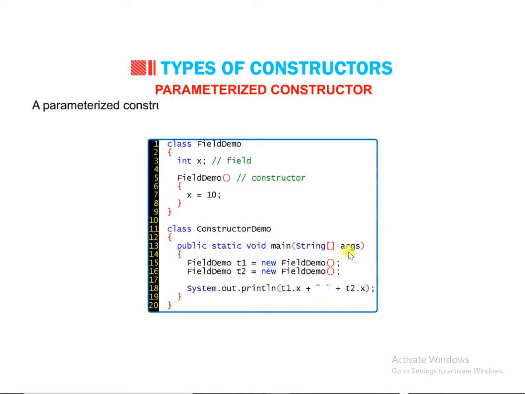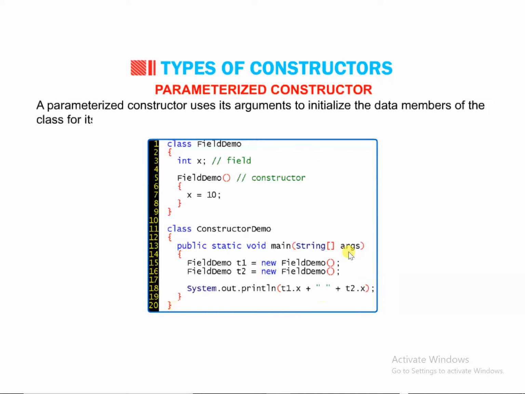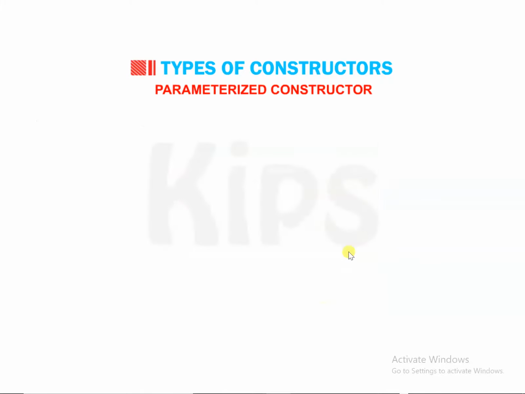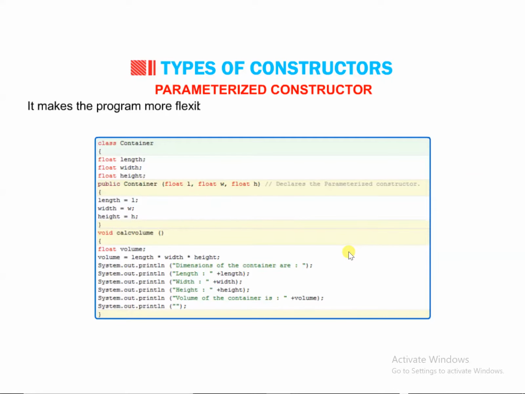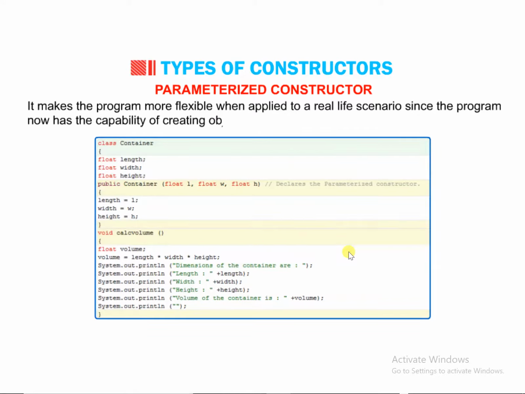A parameterized constructor always accepts arguments when an object of the class is created. A parameterized constructor uses its arguments to initialize the data members of the class for its new object. It makes the program more flexible when applied to a real-life scenario, since the program now has the capability of creating objects with different states.